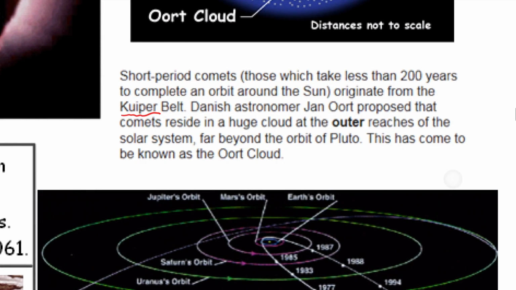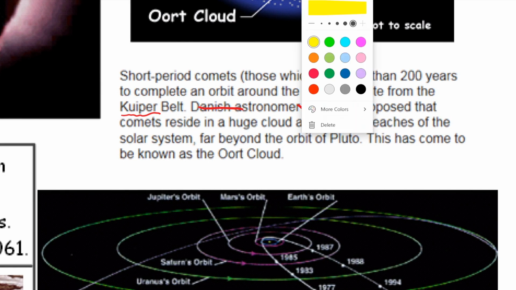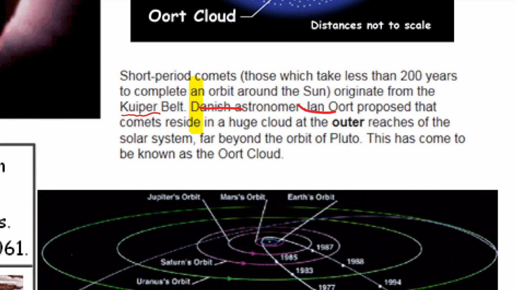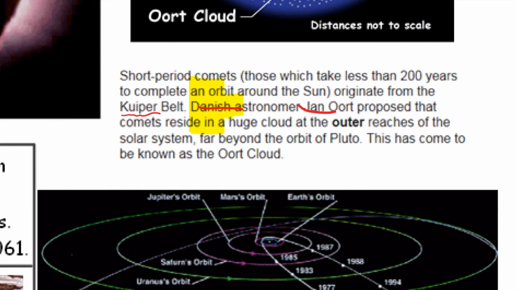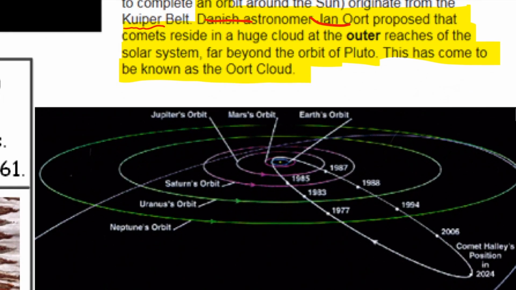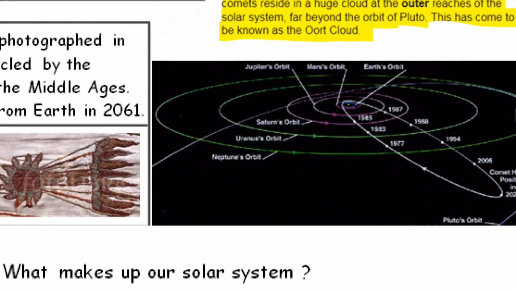Anyway, Danish astronomer Jan Oort proposed that comets reside in a huge cloud at the outer reaches of the solar system, far beyond the orbit of Pluto. This has come to be known as the Oort cloud, named after that scientist.